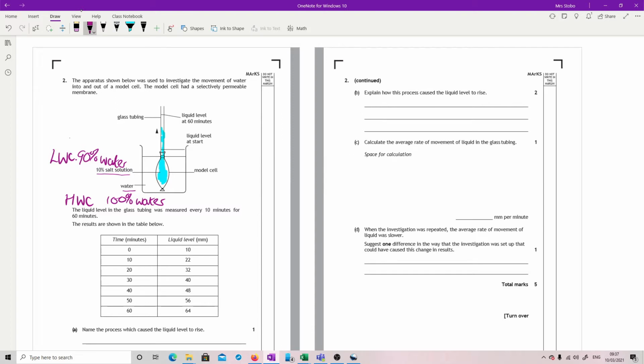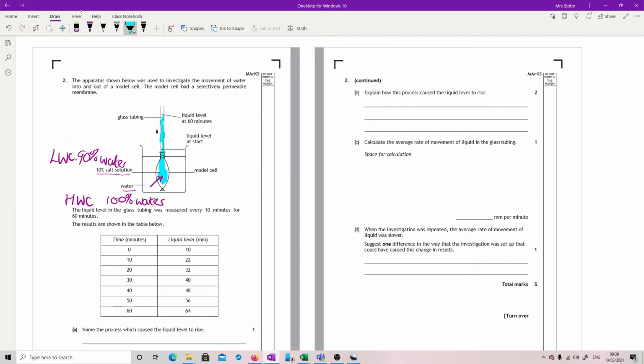So what's going to happen by osmosis, because let's have the definition: osmosis is the movement of water from an area of high concentration to an area of low concentration through a selectively permeable membrane. High water concentration to low water concentration, water goes in. And as the water goes in, it increases the volume and so the liquid goes up.